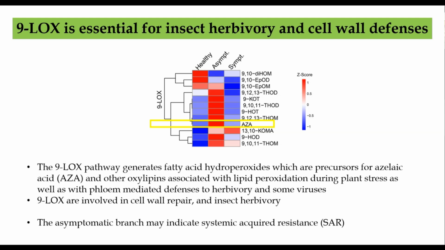We talked about salicylic acid in the last slide, and we are saying that azelaic acid primes plants for salicylic acid mediated systemic acquired resistance. So in the asymptomatic branch, the reason it is showing less or no symptoms might be that systemic acquired resistance is causing the branch to be symptomless.